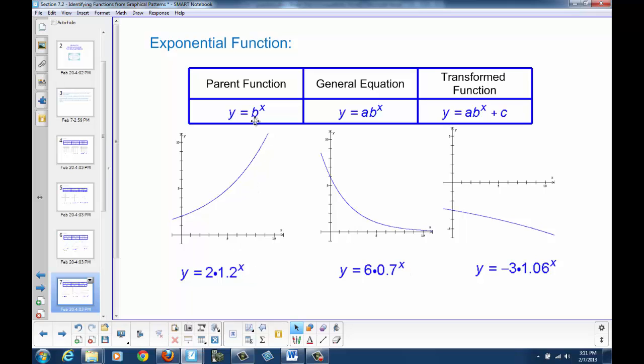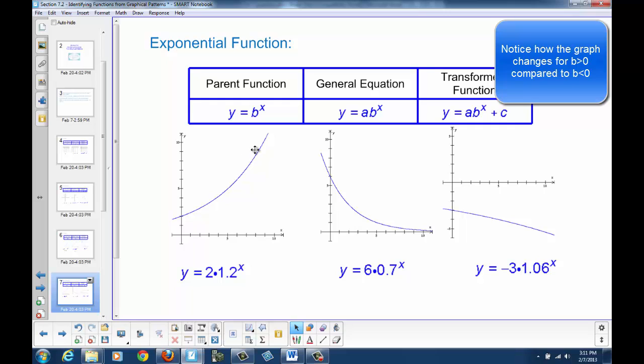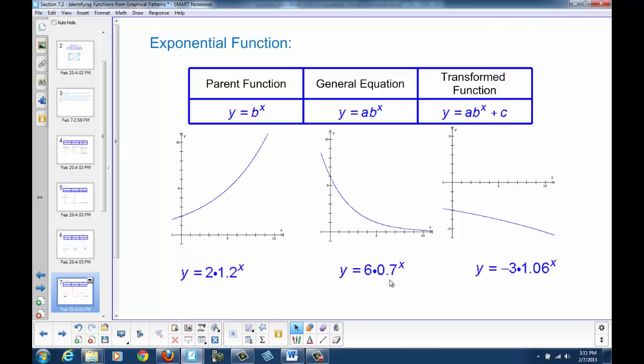If our base is greater than 1, we see this shape, concave up. If our base is less than 1, as it is here in the second example, our base is 0.7, we see that our graph is decreasing across its domain and concave up. And then by applying a negative sign in front, we can flip the graph and see how the graph would be decreasing and concave down instead of increasing and concave up for a base larger than 1.